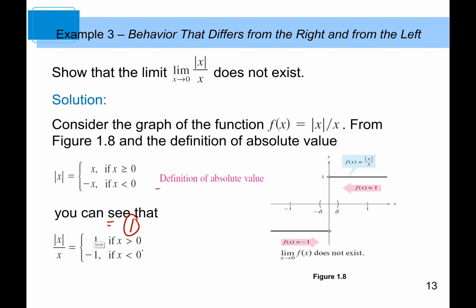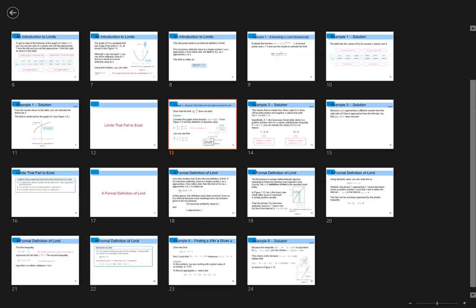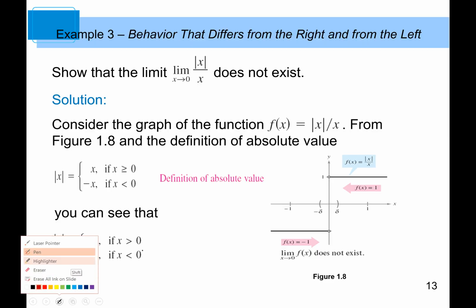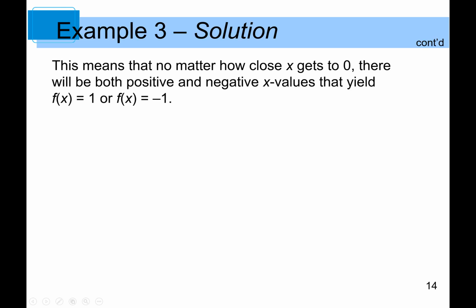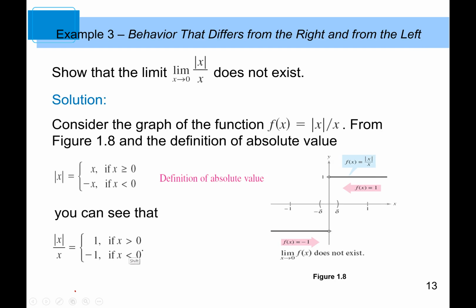This is a summary of what we just did. As you can see, where x is greater than 0, we have 1 on the right-hand side. This is the left side. When x is less than 0, then we get -1 here. So these two numbers are not equal to each other.